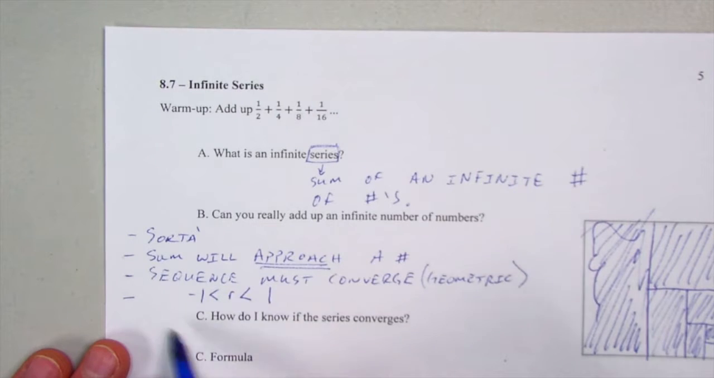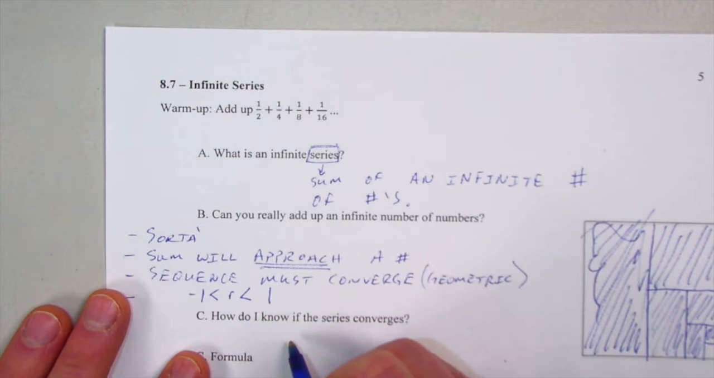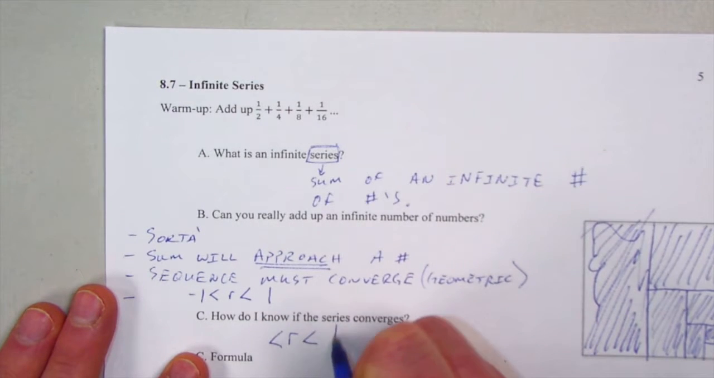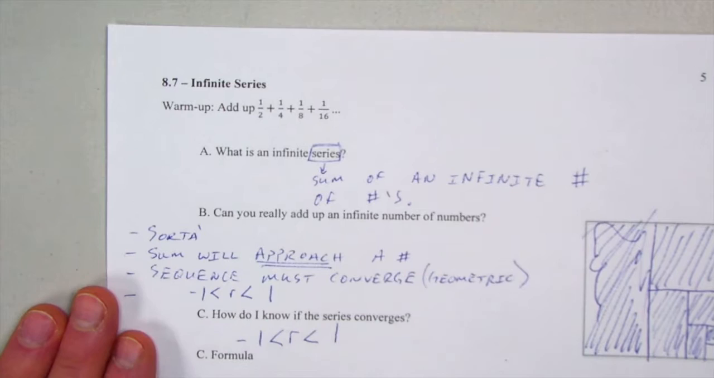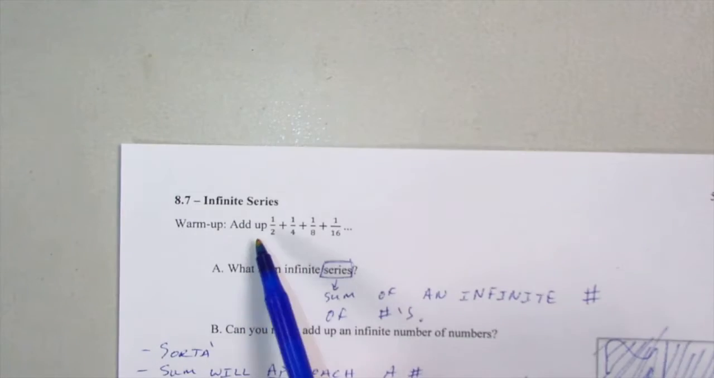And actually, that's the next question right here for letter C. How do I know if the series converges? You look at your r value. Our r value will be a number that is less than 1 but bigger than -1. So what's the formula? How can I add up an infinite series?